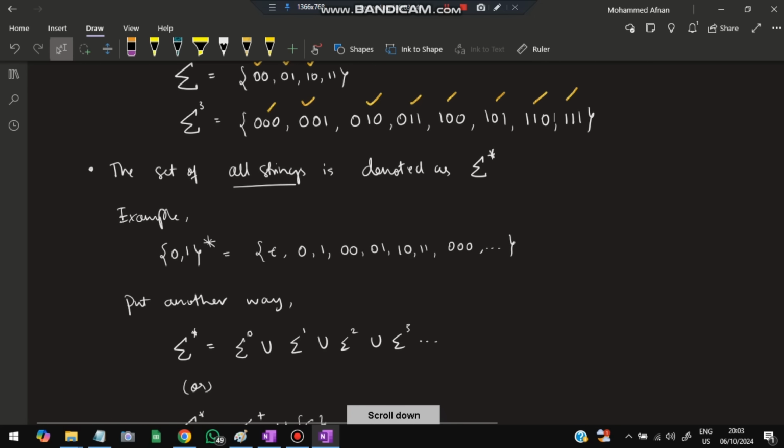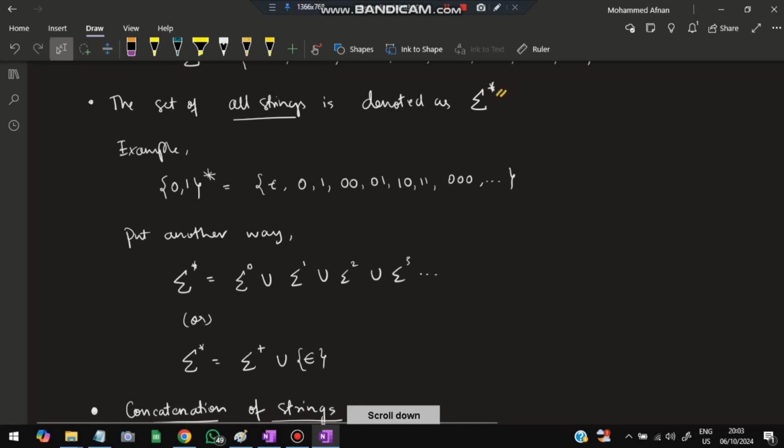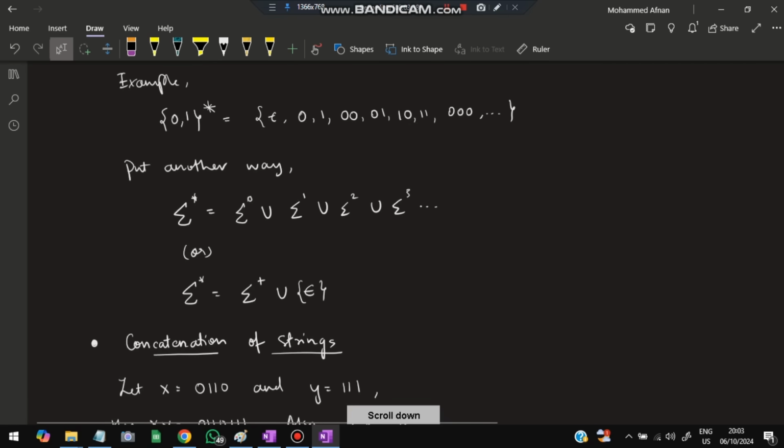The set of all strings is denoted by sigma power star, meaning it will have the set of all possible strings of any length. So {0, 1} star will be epsilon, then 0, 1, then 00, 01, 10, 11, then length 3, then length 4, then length 5, and as many as we want, that many we can write. Put another way, it will be equal to sigma 0 union sigma 1 union sigma 2 union sigma 3, and so on. So it will form the set of all strings.